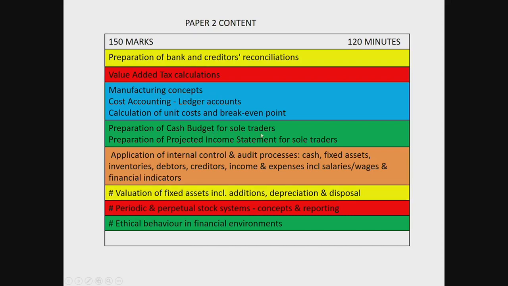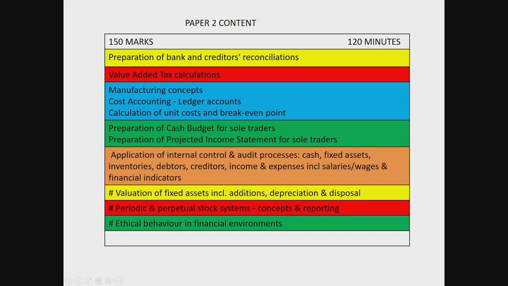Then there will be the budget that we were doing now. So it's either the budget or the projected income statement, also called the projected statement of comprehensive income. Then there will be auditing. So we're having internal controls regarding cash, fixed assets, inventory, debtors, creditors, income and expenses, salaries and wages, and also financial indicators. So please, once again, we'll be giving you a formula sheet, but you need to know what formula to apply. Okay? And then the last three items that was in content in paper one will be similarly, it could be tested either in paper one or in paper two.